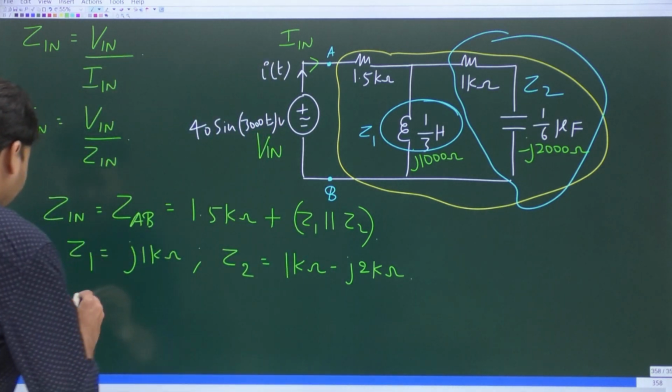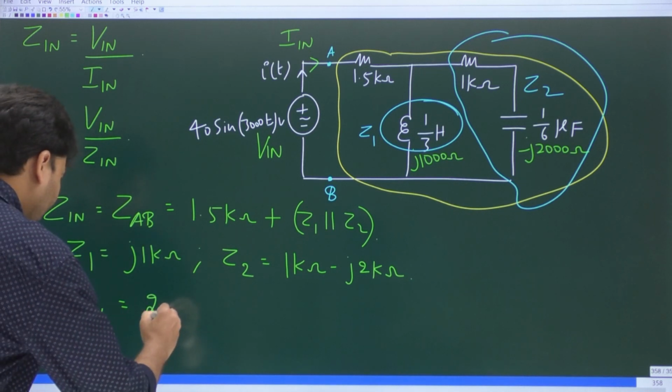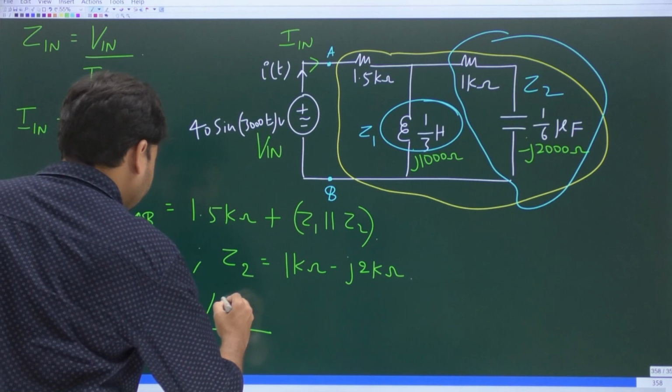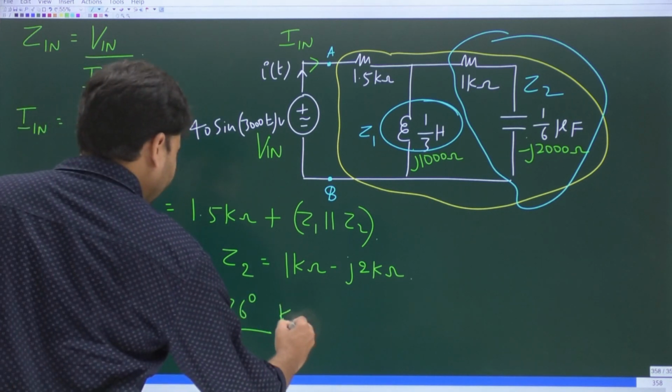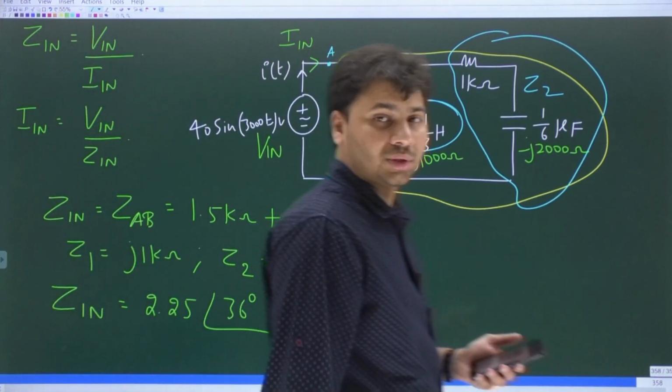So what is input impedance? 2.25 at an angle 36 degrees, units kilo ohms.